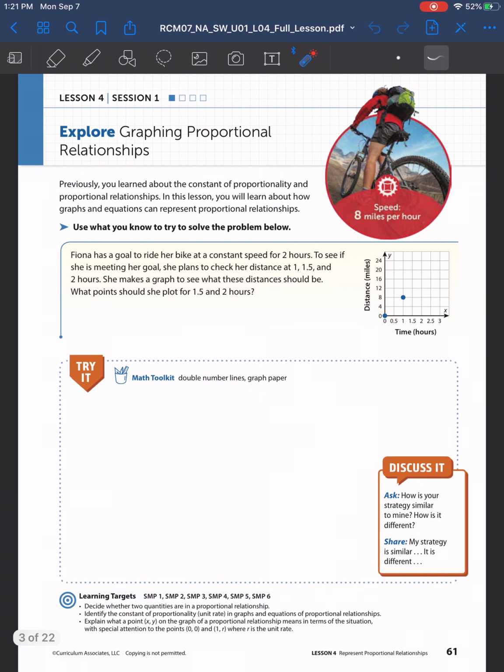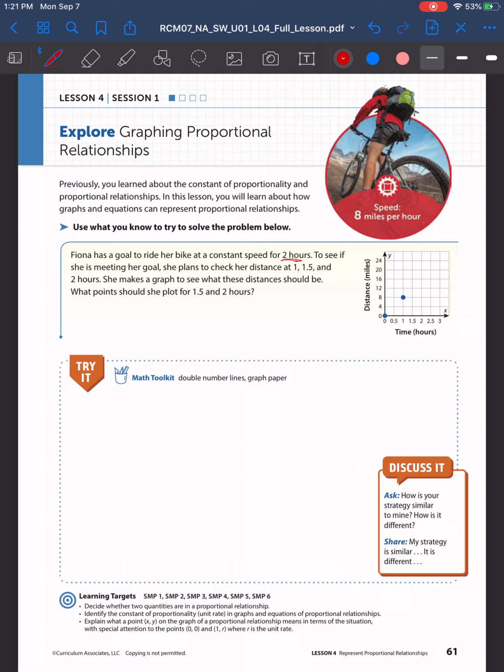Let's go ahead and look at page 61. Previously, you learned about the constant of proportionality in proportional relationships. In this lesson, you will learn about how graphs and equations can represent proportional relationships. Fiona has a goal to ride her bike at a constant speed for 2 hours. Oh geez, that's really tough. To see if she is meeting her goal, she plans to check her distance at 1, 1.5, and 2 hours. She makes a graph to see what these distances should be. What points should she plot for 1.5 and 2 hours?